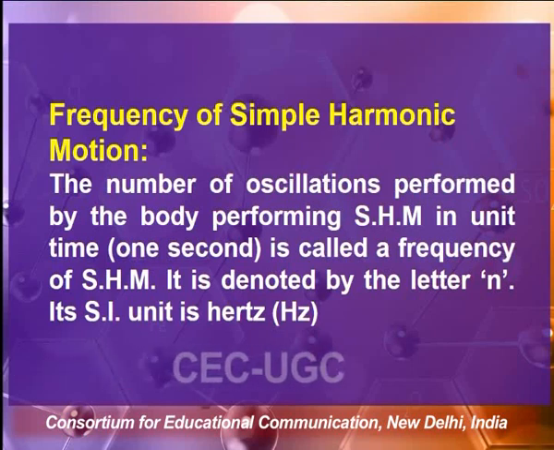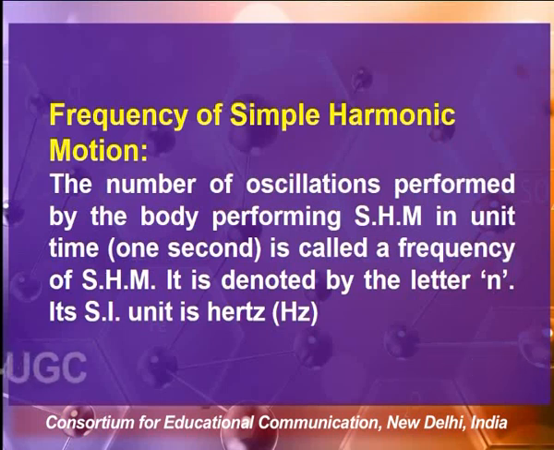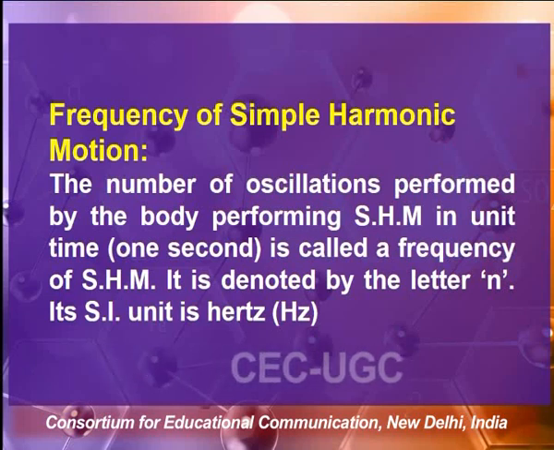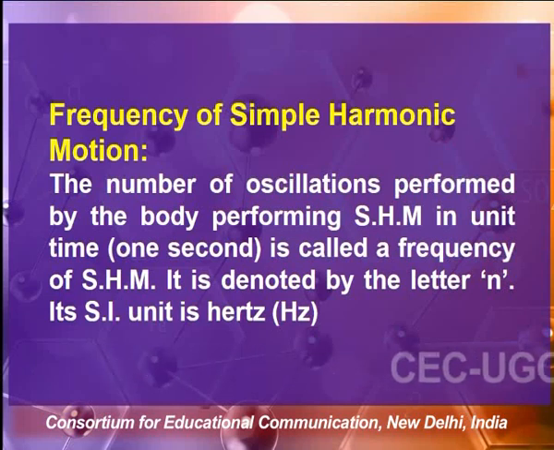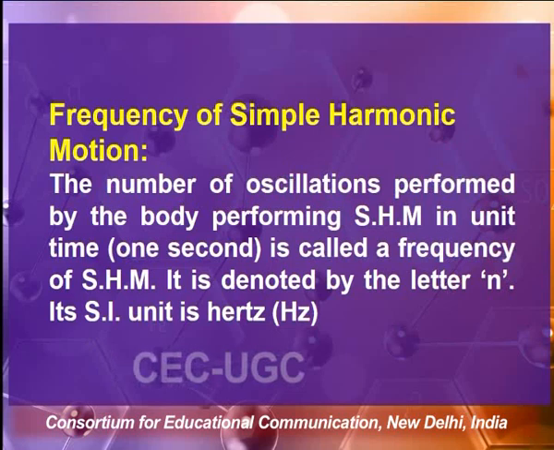Another terminology is frequency, the frequency of a simple harmonic motion. The number of oscillations performed by the body performing simple harmonic motion in unit time is called the frequency of simple harmonic motion, and it is denoted by the letter N, and its SI unit is hertz.